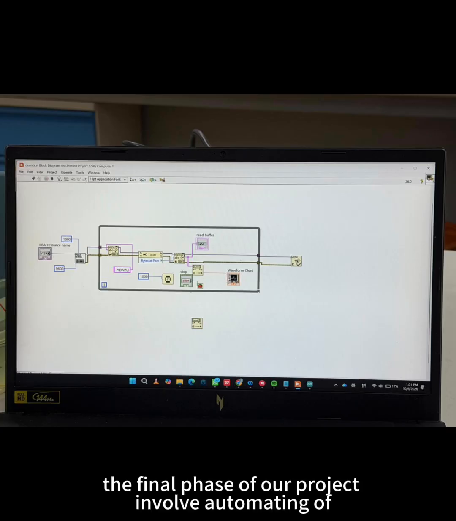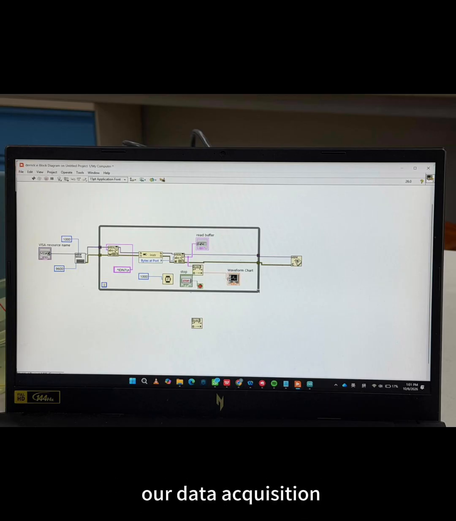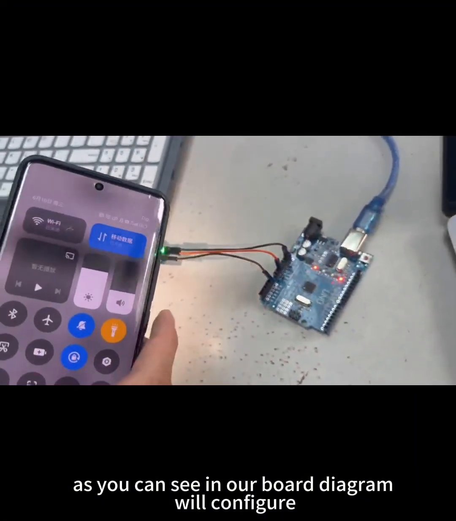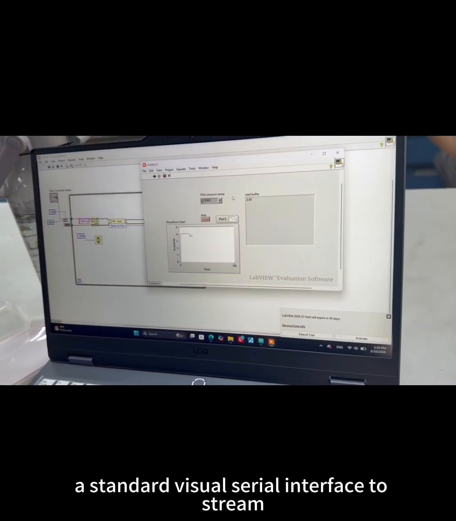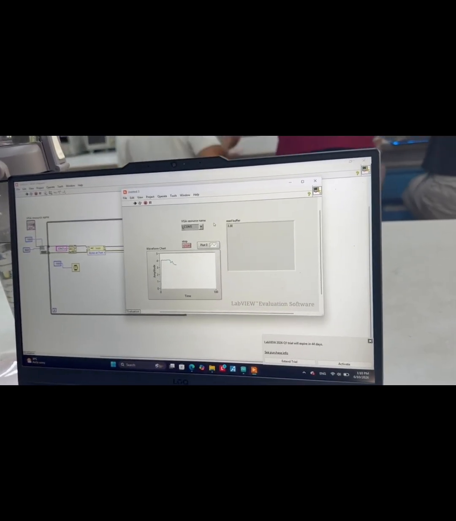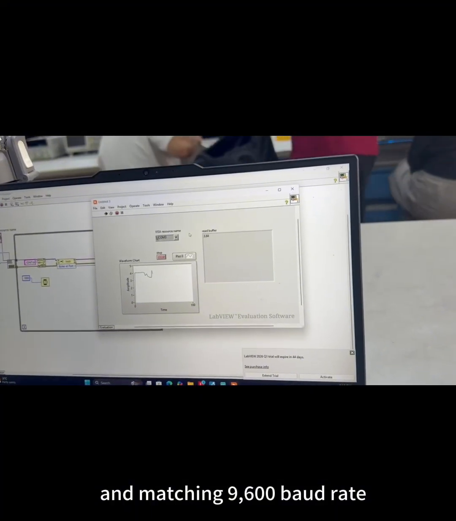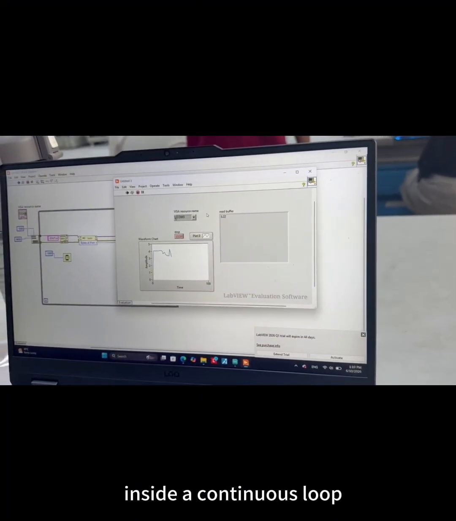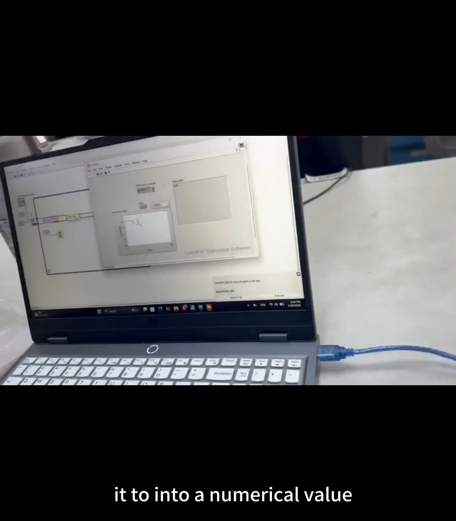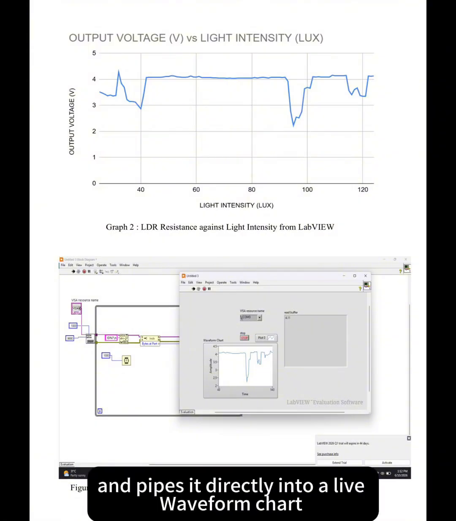The final phase of our project involves automating our data acquisition by linking our circuit with LabVIEW via serial communication. As you can see in our block diagram, we configure a standard VISA serial interface to stream data over our Arduino's designated COM port at a matching 9600 baud rate. Inside a continuous loop, LabVIEW reads the incoming buffer string, converts it into a numerical value, and pipes it directly into a waveform chart.